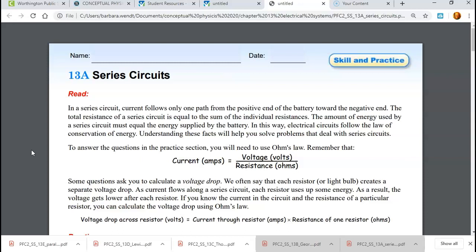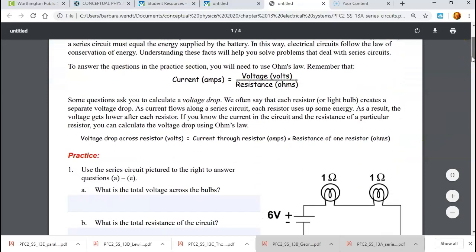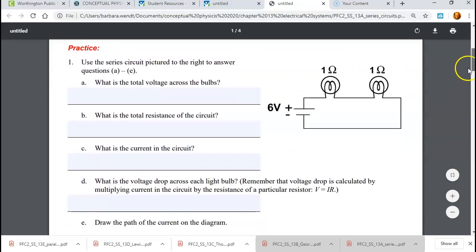Circuits. Okay, so there's some reading up here. Hopefully you've done that. Reminder, we have a formula here to find current of a circuit. We are going to take the voltage divided by the resistance. Okay. So let's take a look at our first problem here.